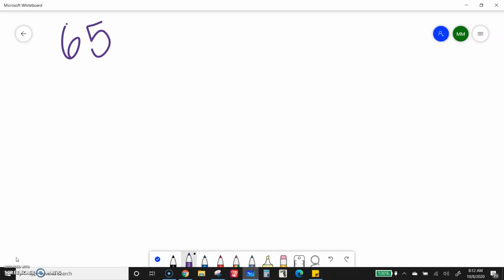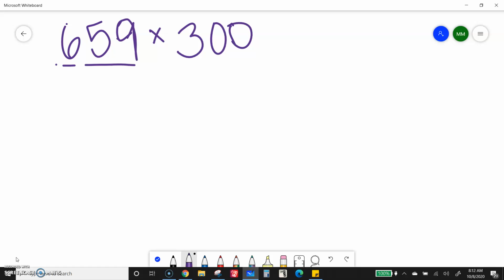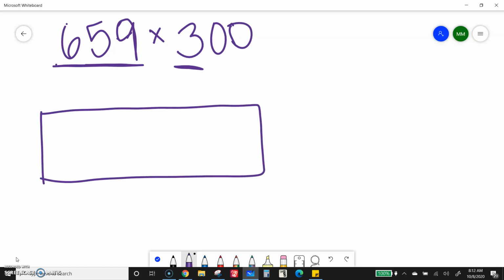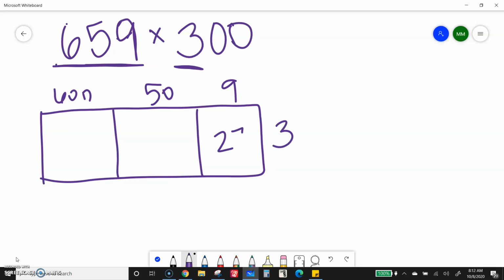So if I have 659 times 300, again, I can ignore those zeros and just do 659 times 3. This time I'll do the window method, but remember, you can do any method that you choose. So I have 659 times just 3 for now. 9 times 3 is 27. 50 times 3 is 150. And 600 times 3 is going to be 1,800.